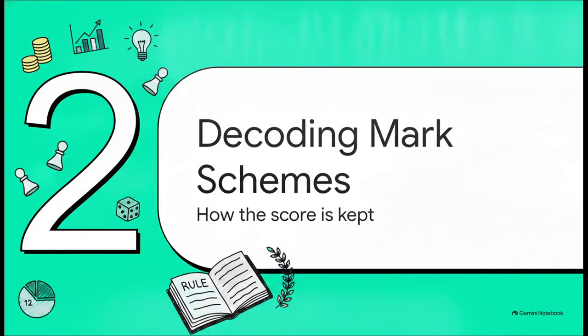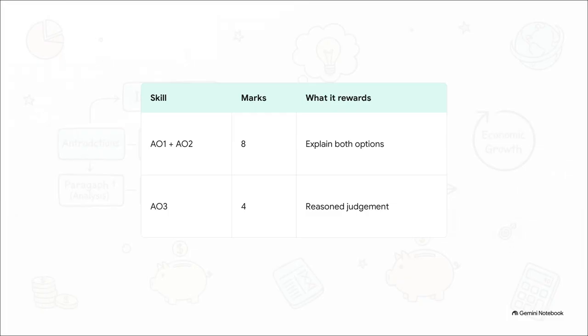Moving right along to Section 2, decoding examiner mark schemes. Let's actually look at the rulebook and see exactly how Cambridge International divides up those crucial 12 points. To win the game, you've got to know how they keep score. Look at this split right here. A massive 8 marks go straight to AO1 and AO2. That's your knowledge, understanding, and analysis. This rewards you for explaining the advantages and disadvantages of both options, utilizing accurate diagrams and theory.